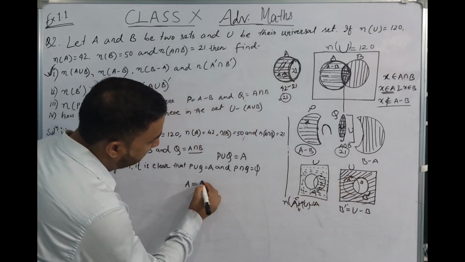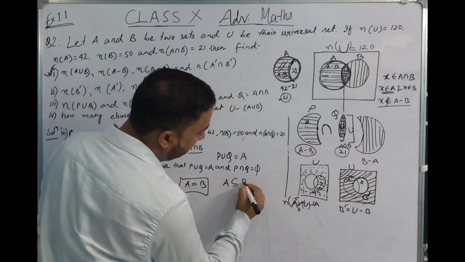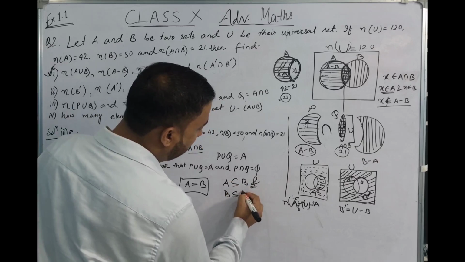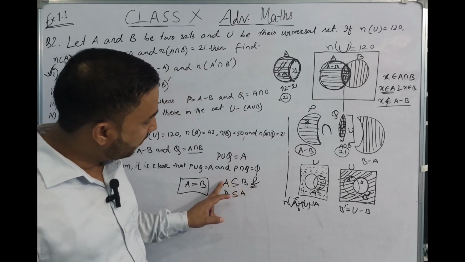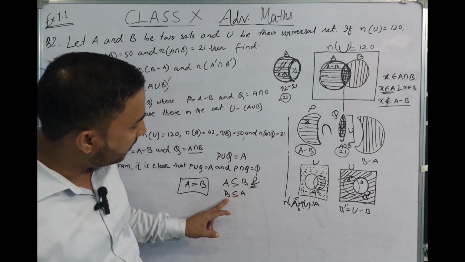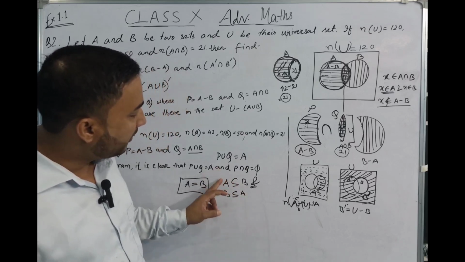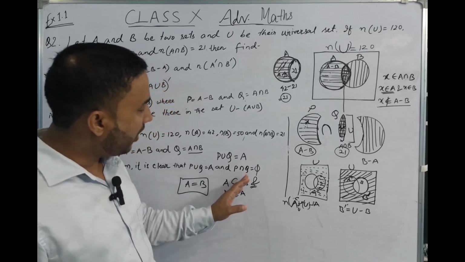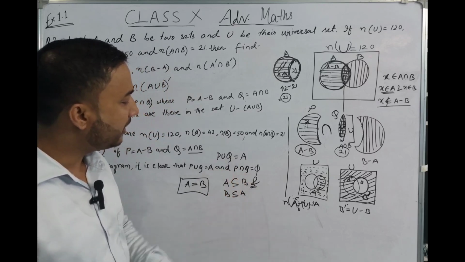When two sets are equal, say A and B, if A is equal to B, then A should be a subset of B, and at the same time B should be a subset of A. What is the meaning of subset? All the elements of A should be there in the set B, and since B is a subset of A, all the elements of B are also there in A. That means all the elements of A and B are the same.